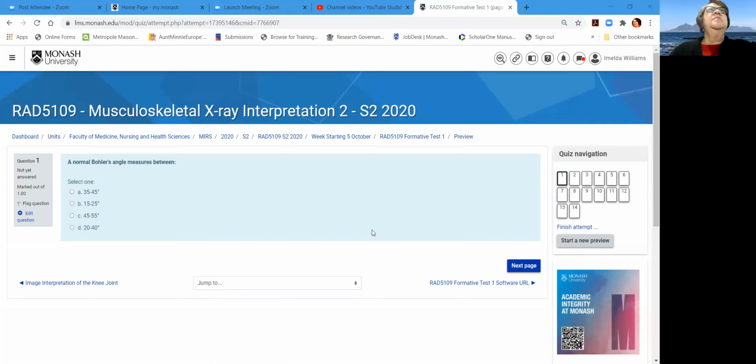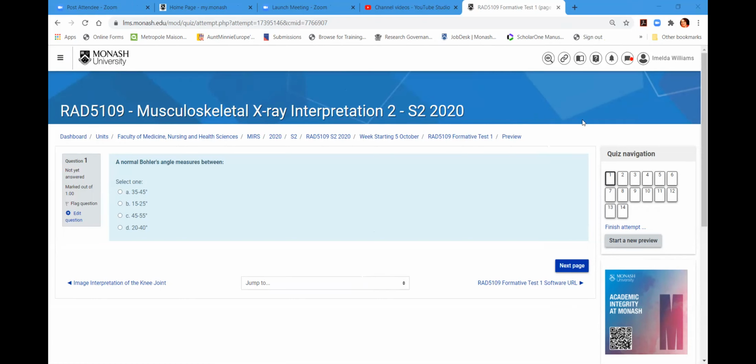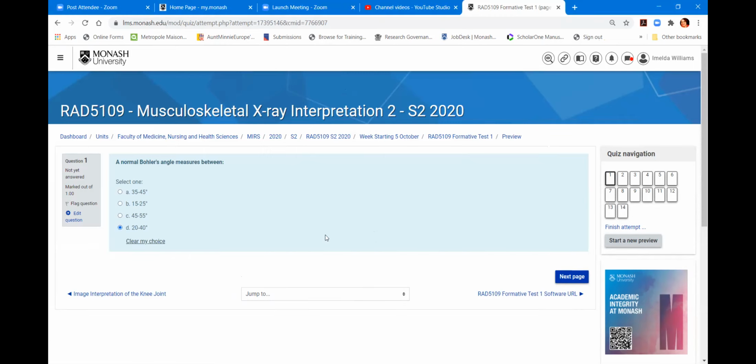I'm going to give you feedback on the formative test 1, starting off with the first questions. These are multiple choice questions, so each one is marked as equal 1 mark. The first question was, a normal Bohler's angle measures between, and the correct answer for that one is that it measures between 20 to 40 degrees.